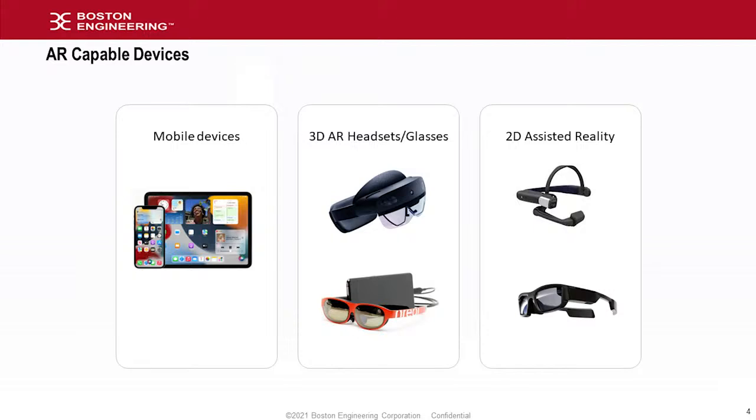Now, these AR headsets, such as the HoloLens and the Magic Leap, support what I would call true augmented reality because it is placing 3D objects in your physical world just like the mobile devices do. Now we have this third category, 2D assisted reality. 2D assisted reality, I would not consider to be true augmented reality capabilities.